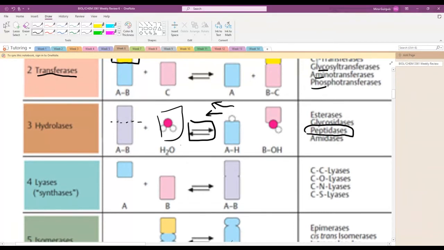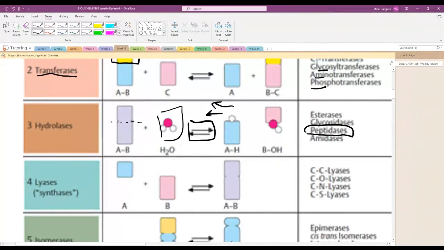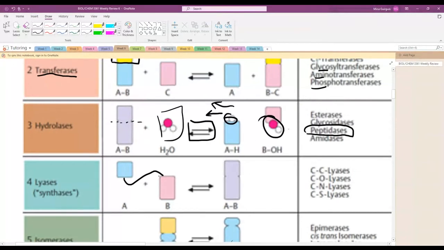Liases are different because liases don't have anything external in addition to our two things. So it's literally A plus B gives us AB. That's it. This bonds directly to here. Hydrolysis, you're removing or adding H2O in some way to A and B, and that's why they're different.